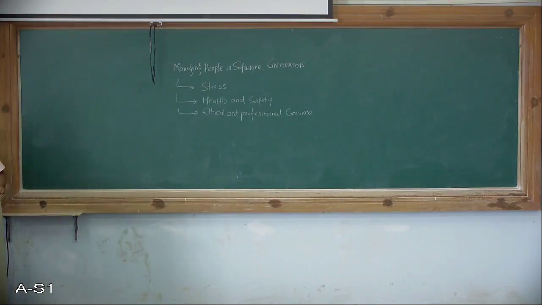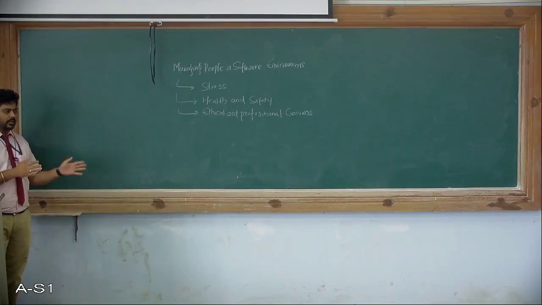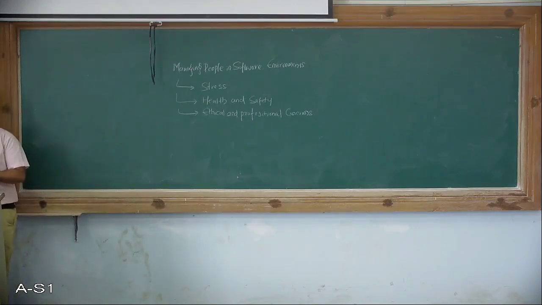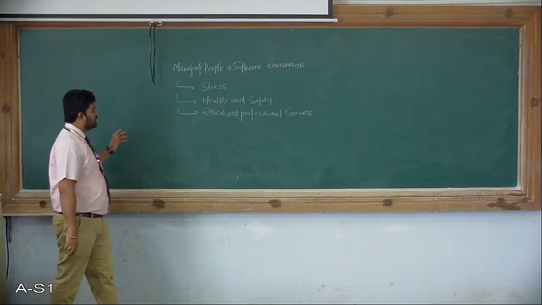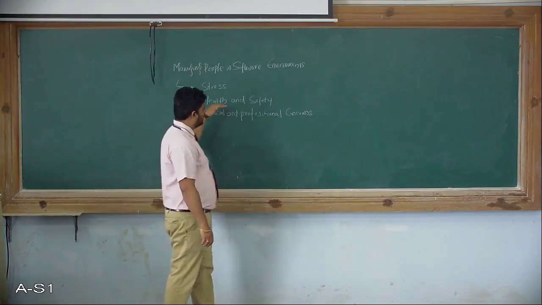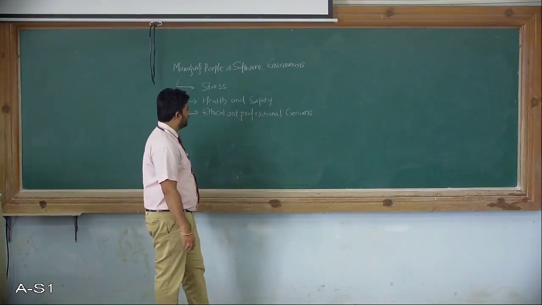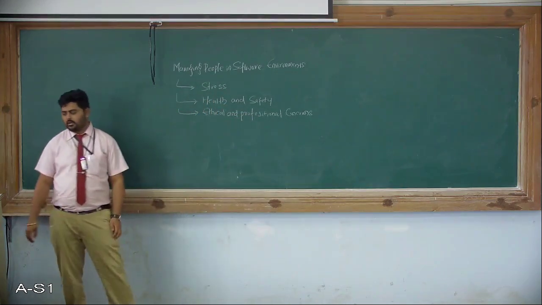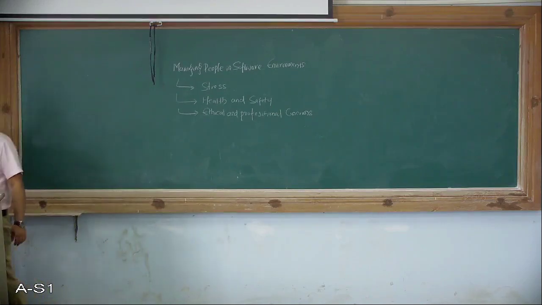And adequate budgeting for the safety cost. So some amount you have to keep dedicated for the employees, for how they will be working. So that is the health and safety measurement that the organization has to take care of for a particular employee of that organization. So next thing is some ethical and professional concerns. What is that?